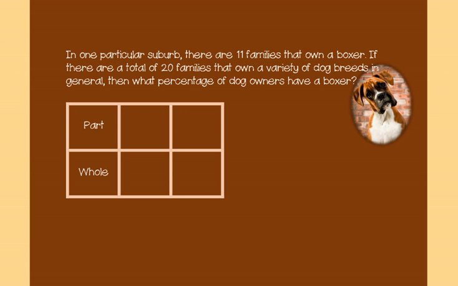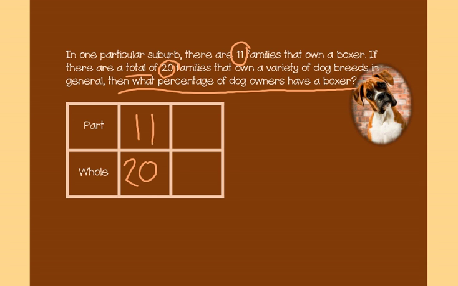In one particular suburb, there are 11 families that own a boxer. If there are 20 total families, it gives us a major hint, total families that own a variety of dog breeds in general, then what percentage of dog owners have a boxer? So it tells us that 20 is the total number of families. 11 of them is the part that own boxers, and they want to know the percentage. There's the fraction, 11 over 20. Our other fraction is an unknown number over 100, or the percentage is what we don't know.